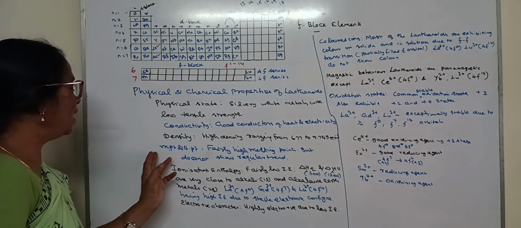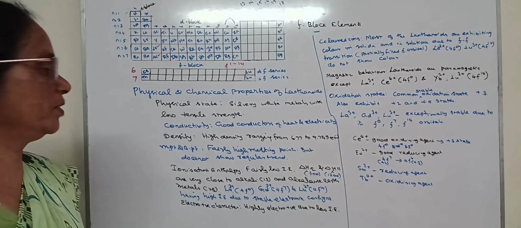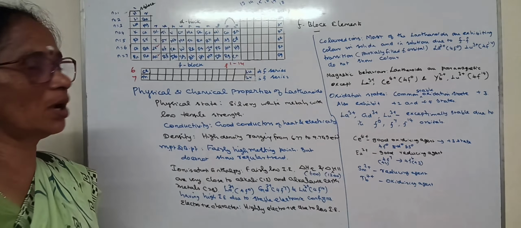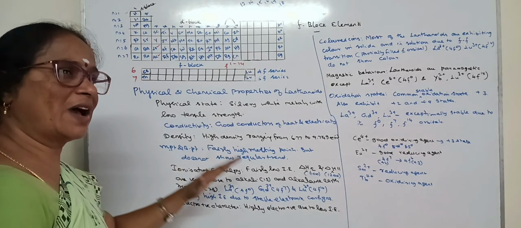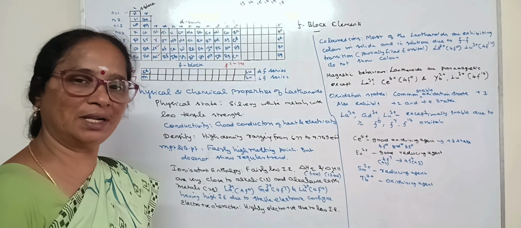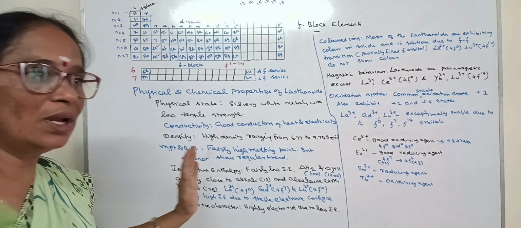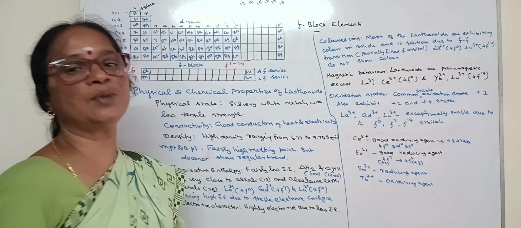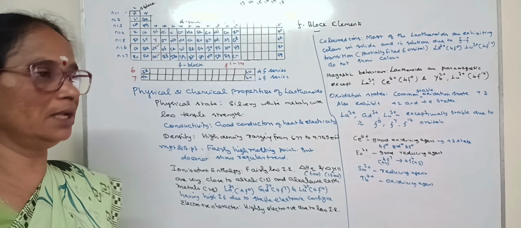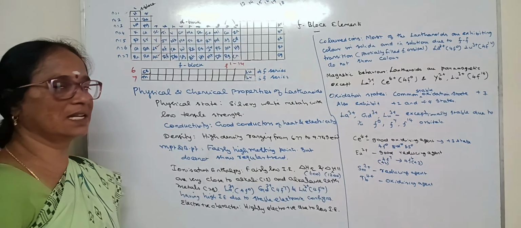And the melting point and boiling point. They possess fairly high melting points, but they do not show a regular trend in their melting point as well as in boiling point. Then ionization enthalpy.